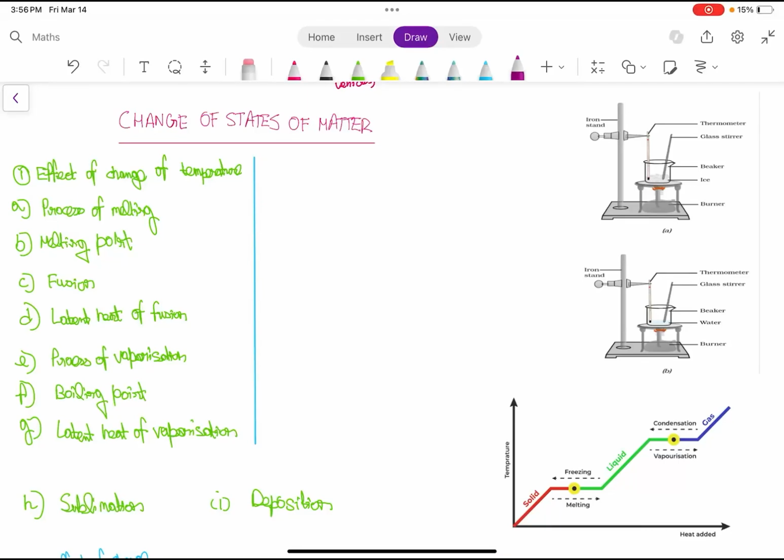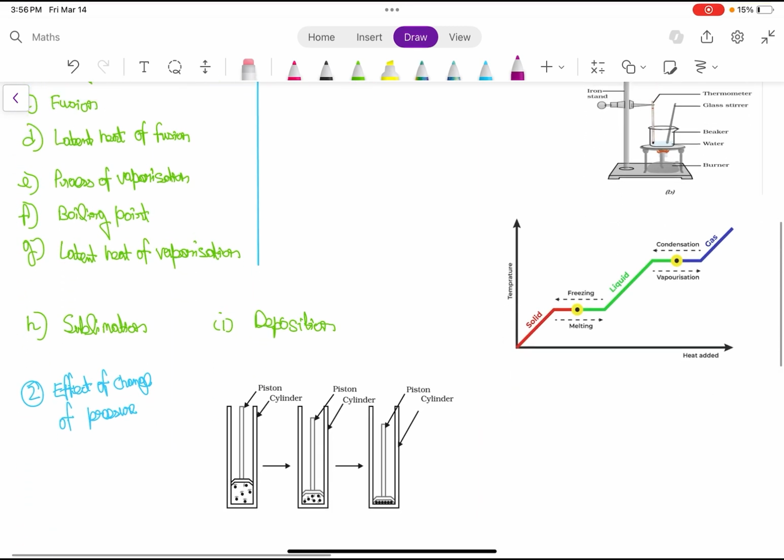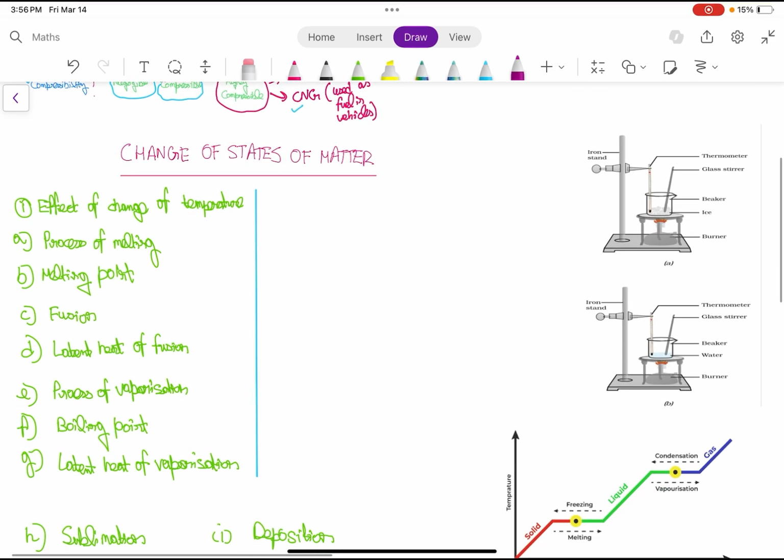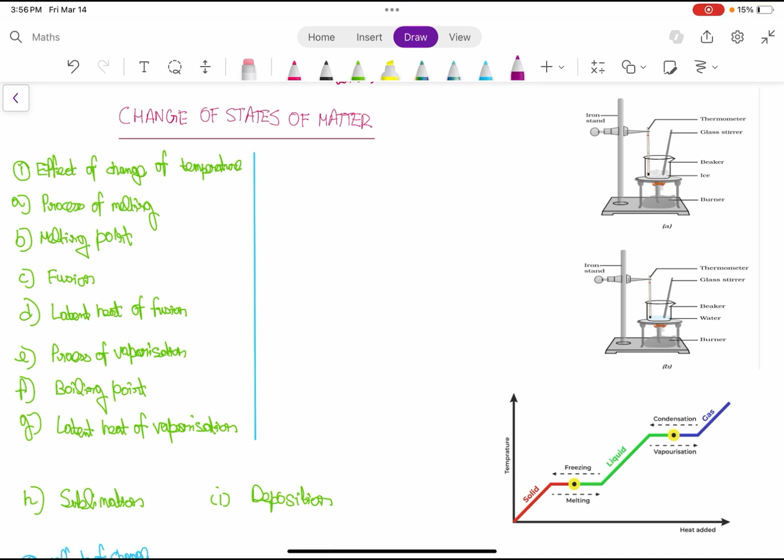In this video, we are going to study the effect of change of temperature on different states of matter and also the effect of change of pressure. As we know, the states of matter exist as solid, liquid, and gas. If we consider water, it is in liquid form. If we consider solid, water exists as ice. And if we consider gas, it exists as water vapor.